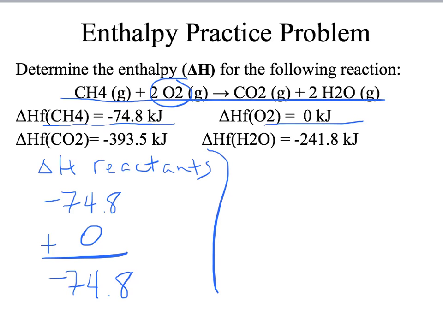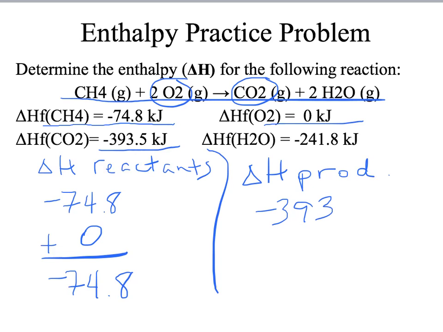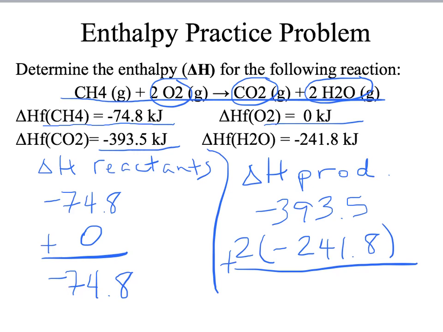Now let's look at the products. For our products, the first one we've got is carbon dioxide. The heat of formation for carbon dioxide is negative 393.5 kilojoules. Second product, we have two waters. So this time we're going to go 2 times negative 241.8, and then we're going to add that up. So our heat of formation of products is negative 877.1 kilojoules.